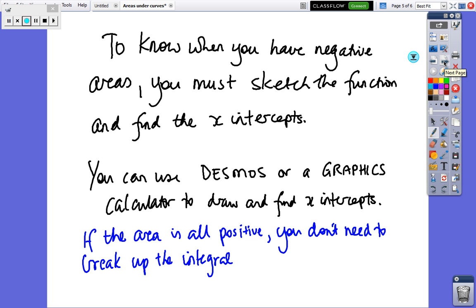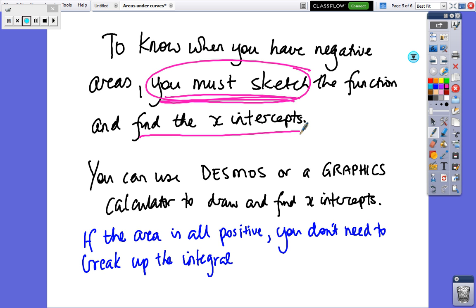So, how do you know when you've got negative areas? You've got to sketch. You must sketch. Okay, and then once you've got the sketch, you have to find the x-intercepts, because that will tell you where the critical values are. Now to do the sketch, use Desmos or use your graphics calculator, and that'll help, and you can find the x-intercepts. But just remember, if the area is all positive, you don't have to do any breakups.